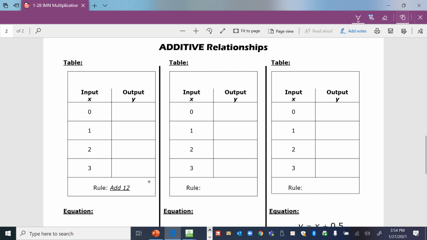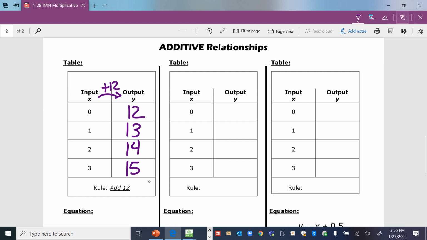Additive relationships. Okay, our first table on the left says the rule is to add 12. So whatever the x is, I'm going to add 12 to get to the y. So 0 plus 12 is 12. 1 plus 12 is 13. 2 plus 12 is 14. And 3 plus 12 is 15. So my rule is to add 12.